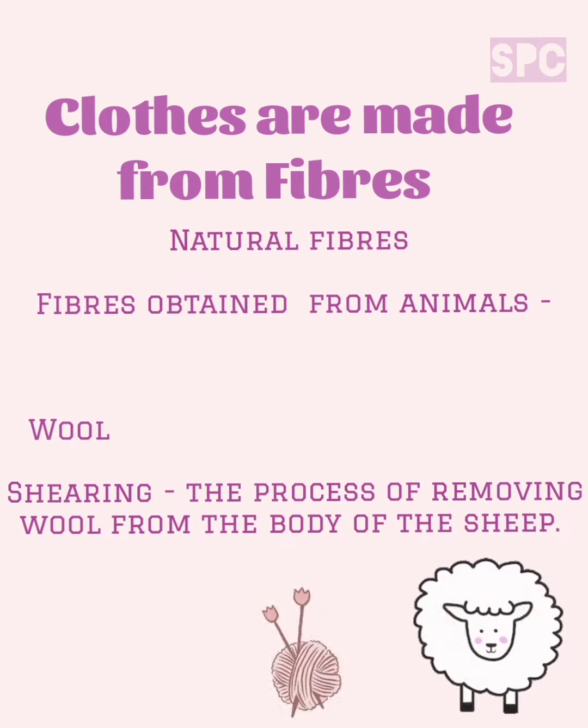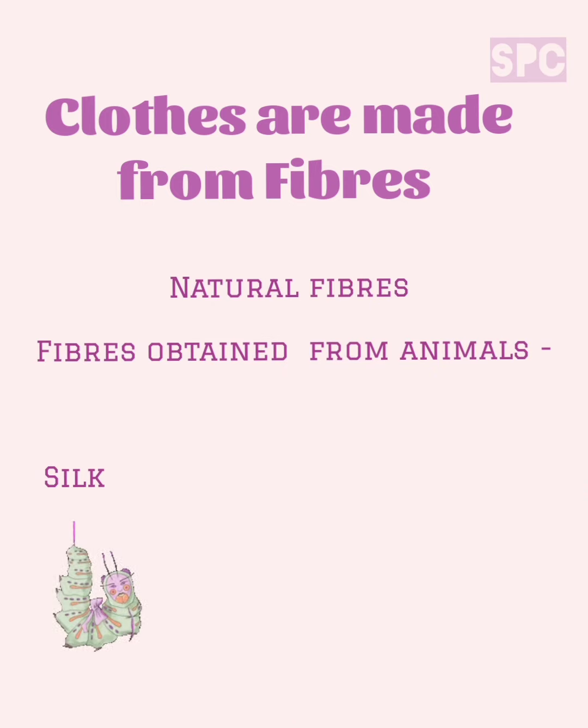The wool is removed from the body of the sheep using electric razors. This process is called shearing. And later on, this wool undergoes many stages before getting converted into a woolen yarn. Let's also understand how the silk is made, or you can say how the silk is extracted from the silkworm. The silkworm caterpillar produces a liquid which hardens into a thread when it comes in contact with air.